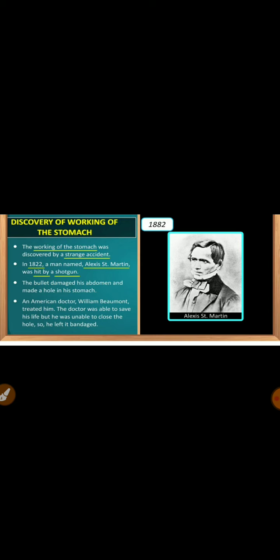उसके स्टमक के अंदर होल हो गया. फिर उसका ट्रीटमेंट किसने किया? एक अमेरिकन डॉक्टर ने. Okay, Doctor William Beaumont treated him and the doctor was able to save his life, but he was unable to close the hole. So he left it bandaged only. उस होल को बंद नहीं कर पाए थे. बैंडेज के थ्रू सिर्फ उन्होंने स्टमक को कवर कर रखा था. 1822 की बात है. Okay, so at that time we did not have so many facilities. All right.